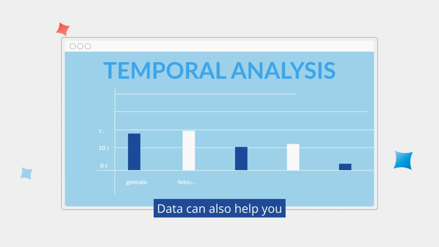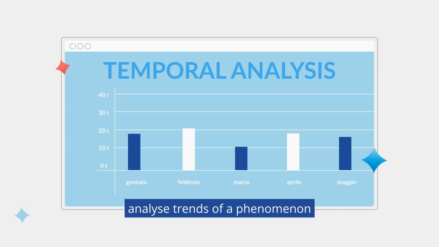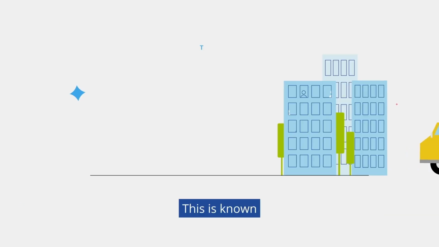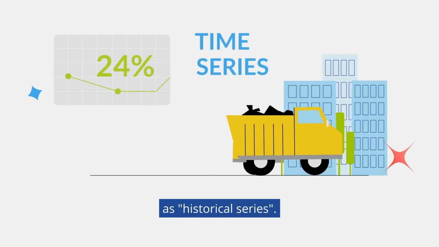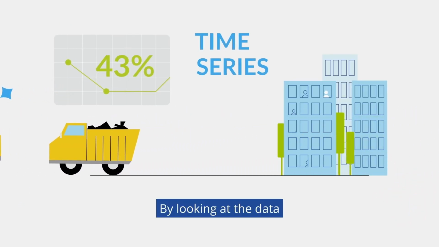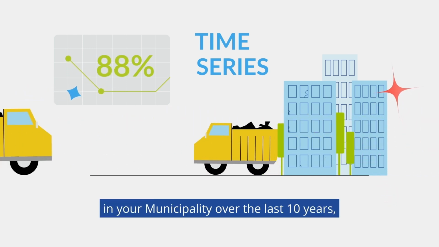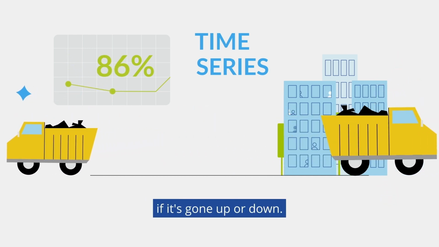Data can also help you analyze trends of a phenomenon over time and measure its changes. This is known as historical series. By looking at the data related to waste sorting in your municipality over the last 10 years, you can see if it's gone up or down.